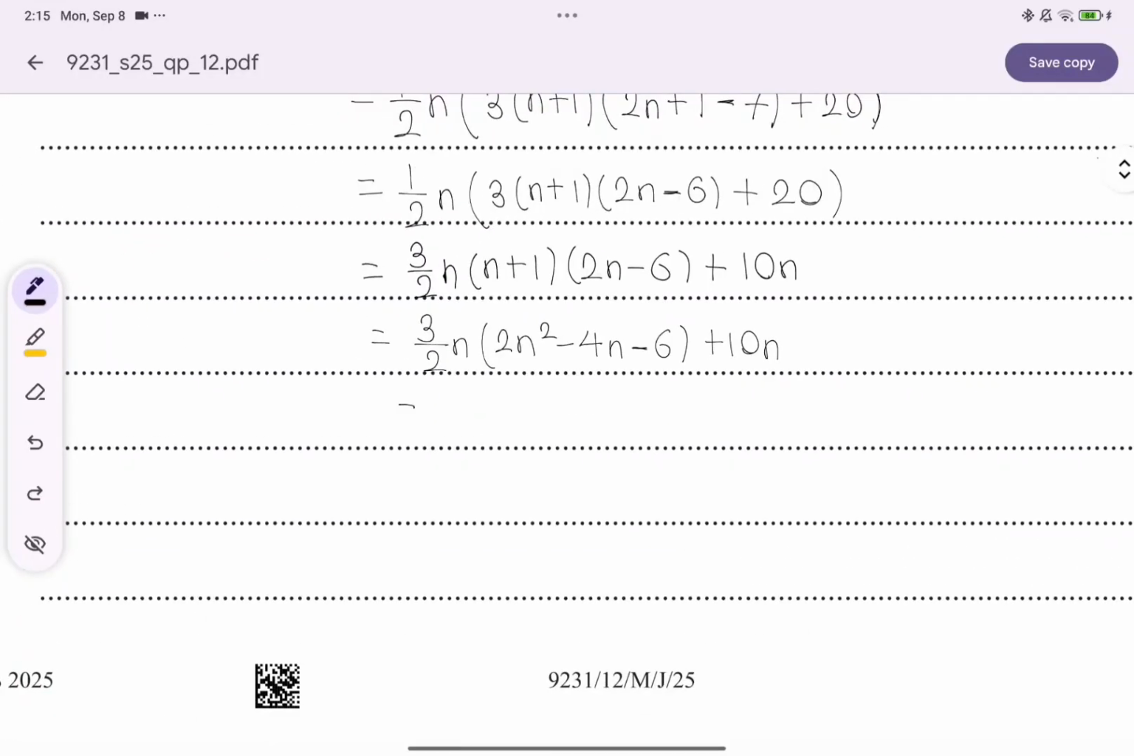Okay, now let's just simplify further. So 3 over 2n times 2n squared, that would give us 3n cubed. And 3 over 2n times minus 4n, that will give us minus 12 over 2, which is minus 6n squared. And 3 over 2n times minus 6, that would give us minus 9n, plus 10n. So simplifying all this, we'll get 3n cubed minus 6n squared plus n minus 9.